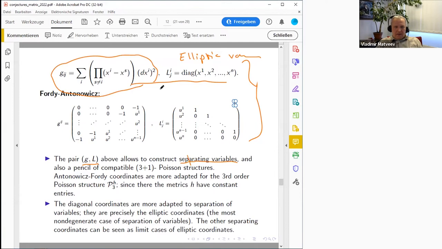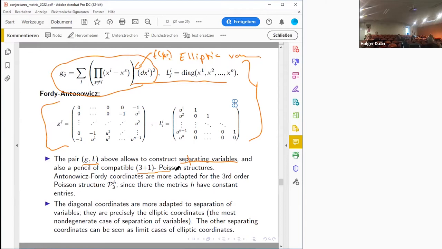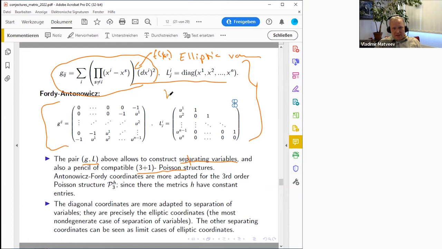Well, if you consider the correct signature, otherwise you need to put here the function F of L. So f of xi. Now the Fortuna-Antonovich coordinates are more adapted to 3 plus 1 Poisson structure. It is a coordinate system where the metric h from the 3 plus 1 Poisson structure is flat. So it is a coordinate system such that the highest order term, when you consider the third derivative, is multiplied by a constant matrix. It is a matrix H you multiply with.